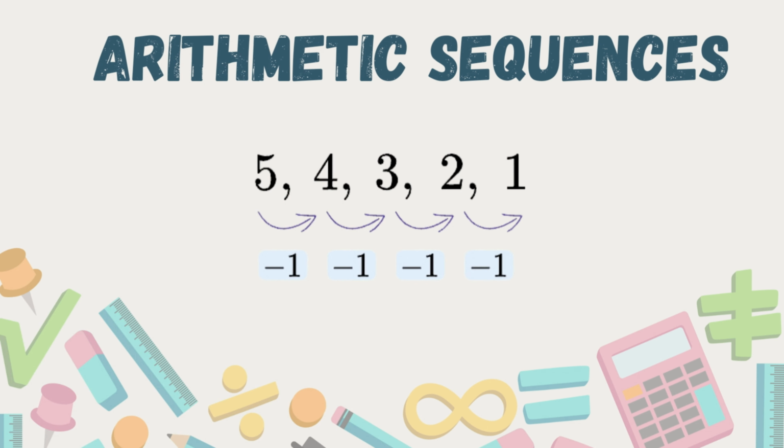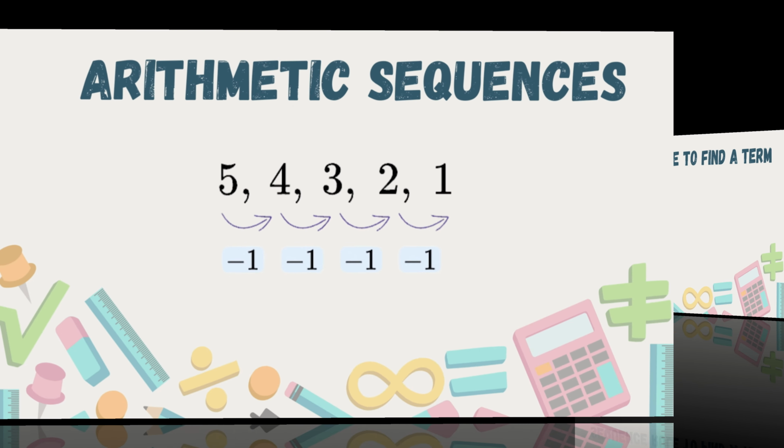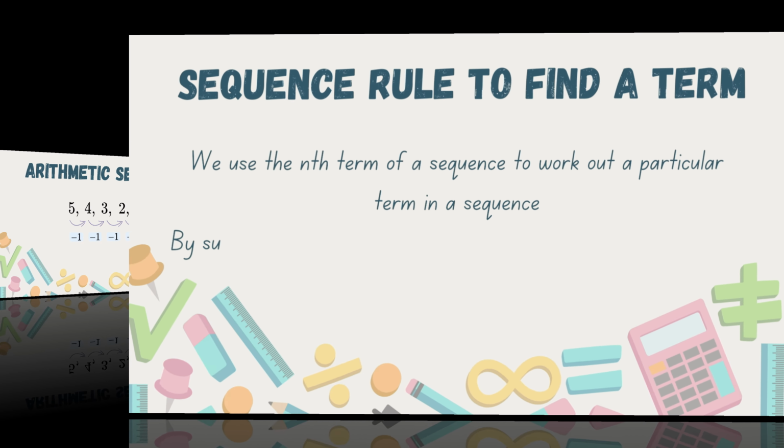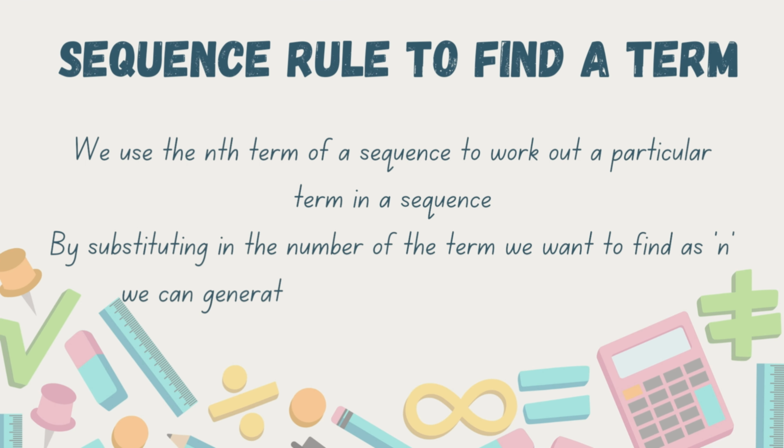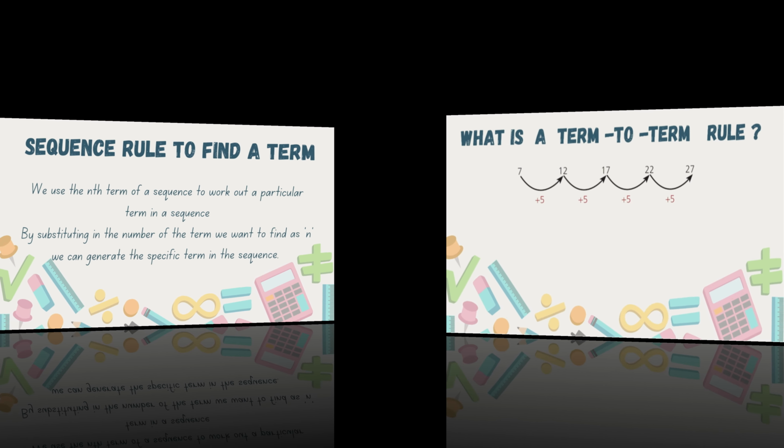Let's see another example. Here we have the sequence 5, 4, 3, 2, 1. In this sequence, we have been subtracting 1 from each term to form a sequence. Now let us see what the sequence rule is to find a term. We use the nth term of a sequence to work out a particular term in the sequence. By substituting the number of the term we want to find for n, we can generate a specific term in the sequence.